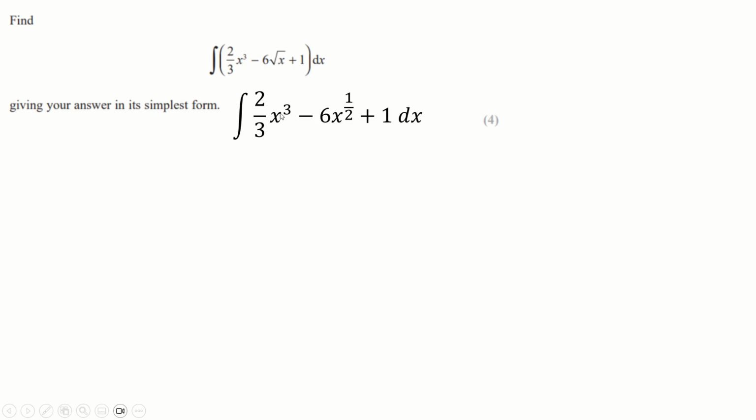And now, of course, this can just be integrated, raise that to a 4, divide 2/3 by 4. You can just do that on a calculator. Raise that to 3 over 2, divide 6 by 3 over 2. Again, a calculator will do that. 1 integrates to x, and then remember the plus c. Otherwise, you will lose a mark. And that's the first question done.